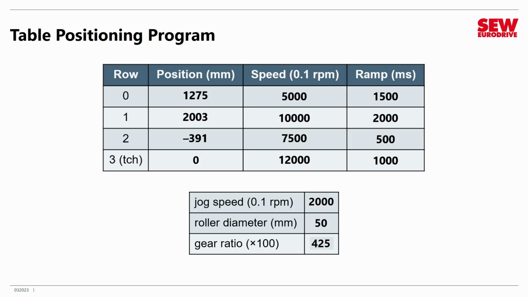You can see the mechanical parameters here. Remember, speeds are down to 1/10 of an RPM, so there's a pseudo-decimal place. That means we're doing a jog speed of 200 RPM. We have a roller diameter of 50 millimeters, and we have a gear ratio of 4.25, which we represent with 2 pseudo-decimal places as 425.